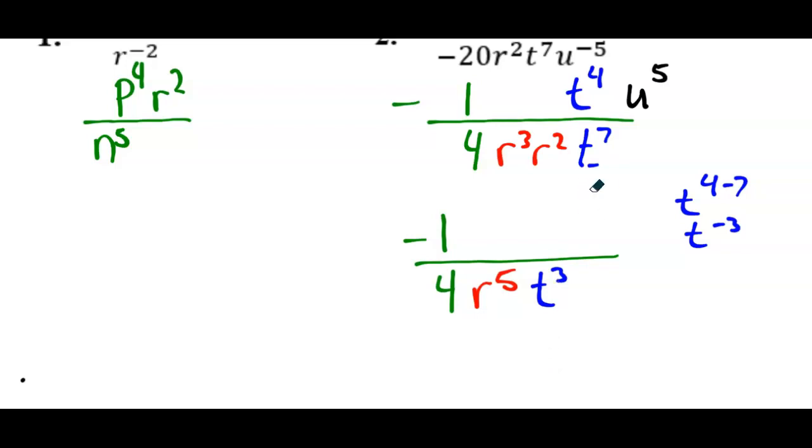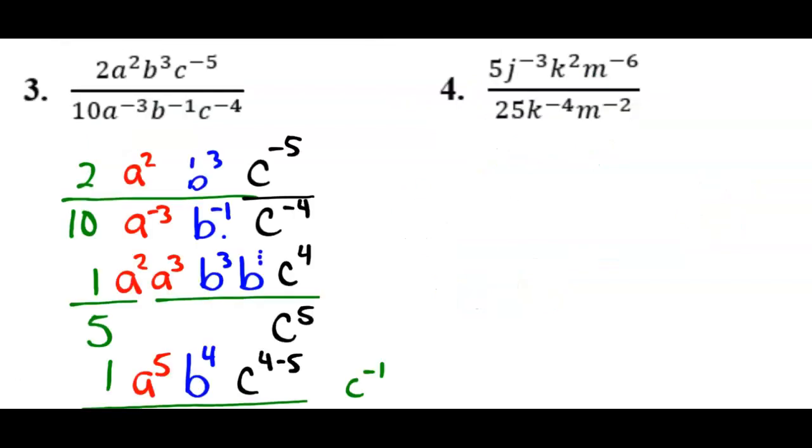And then my u to the 5th is just going to be at the top, and that's my answer. It's very colorful. It's really awesome. That's my answer. Negative u to the 5th over 4 r to the 5th times t cubed. Right? Right. And I'm done. All my r's are combined. All my t's are combined. My u's in its appropriate spot. Good. Do I need this 1 here? Not necessarily, but you can keep it there. It's not doing anything. It's not harming anybody.